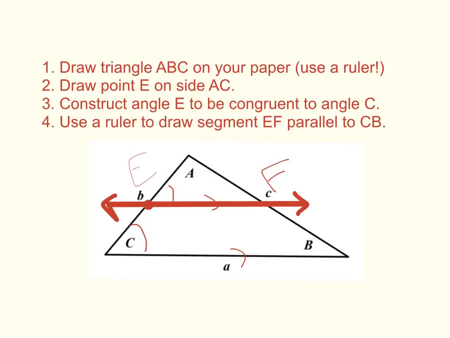Why is that? Why can knowing these two angles tell us that lines EF and CB are parallel? See if you can remember that. Alright, hopefully you remembered that angle E and angle C are corresponding, and if our corresponding angles are congruent, then our lines are parallel. Alright, great job. Let's try an example.